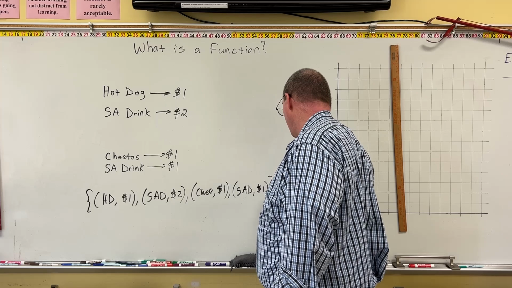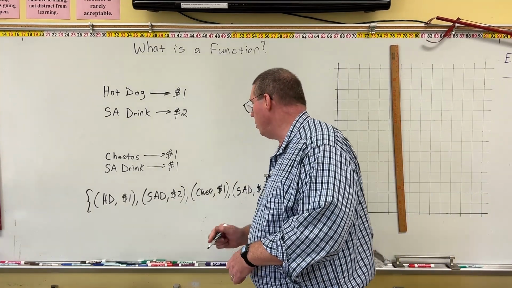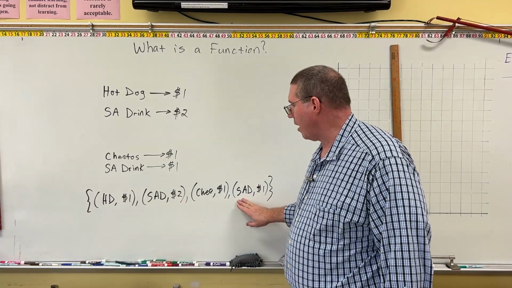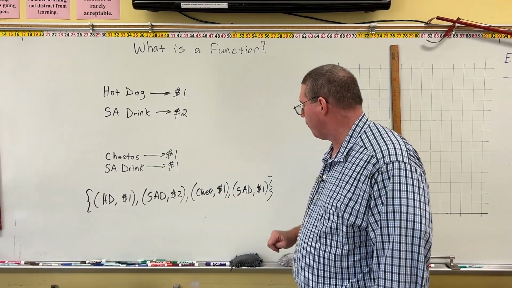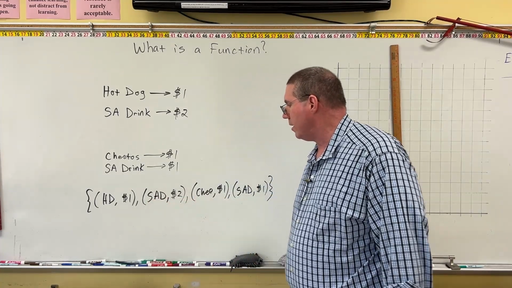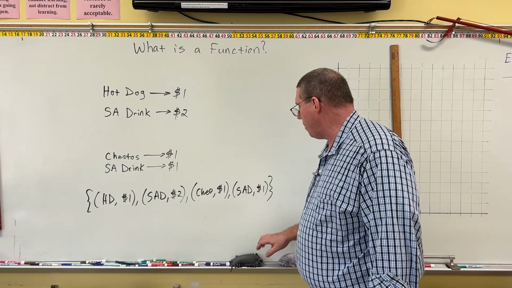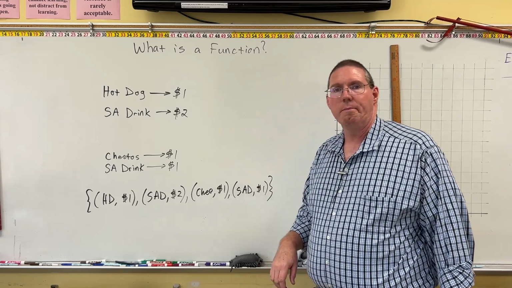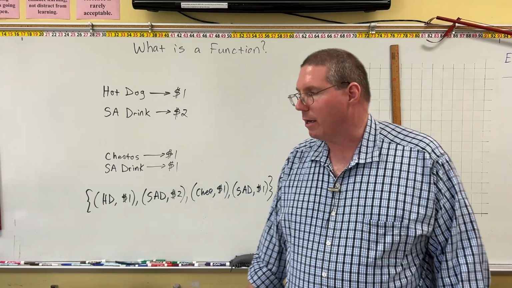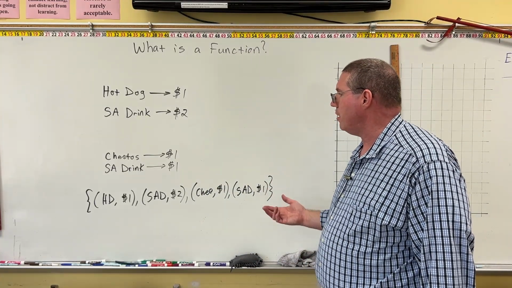Okay? And so this is really strange, because even though you both got the same input, they rang up the exact same product for both of you. When they rang yours up, it gave a charge of $2. But when your friend's was rung up, it gave a charge of $1. And so this is a strange circumstance, okay? And what we would say is that this is not a function.